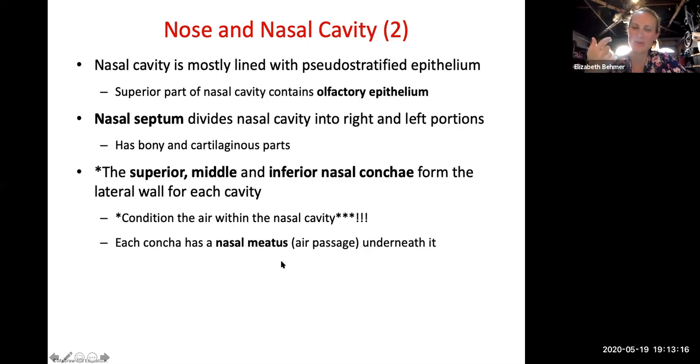The nasal passage below these conchae is where air will get conditioned or made turbulent. Let's see if I have a picture here.